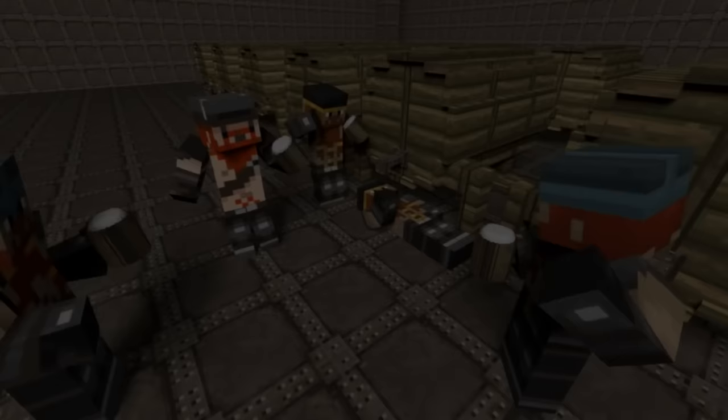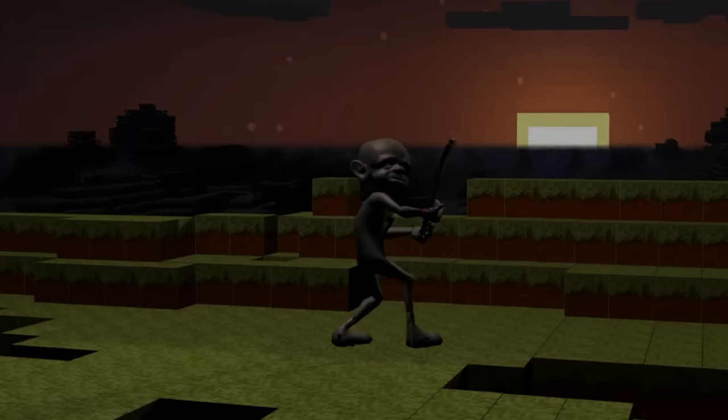Hole, diggy diggy hole, diggy diggy hole. I am a dwarf and I'm digging a hole.